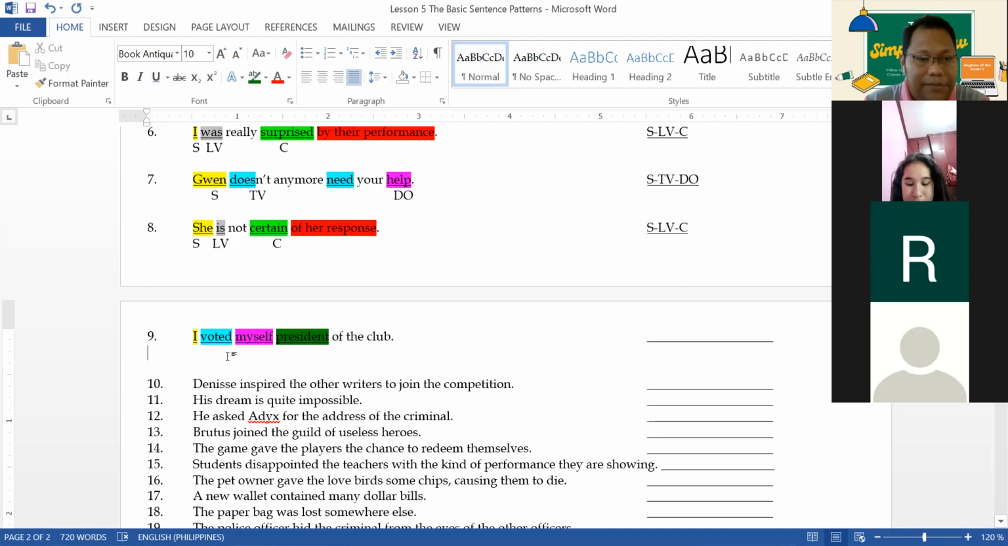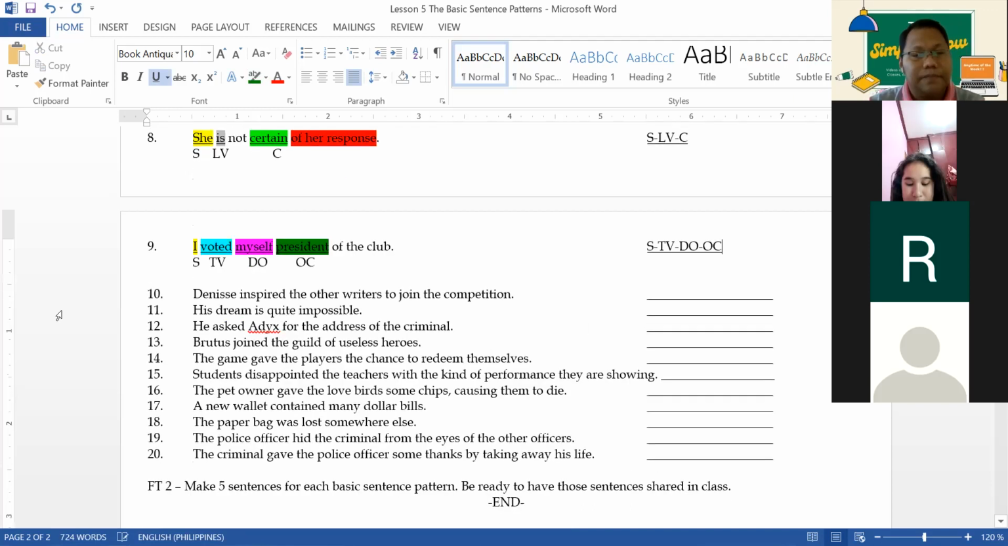So labels, let's do labels. S, TV, D, O, O, C. Sentence pattern is S, T, V, D, O, O, C.